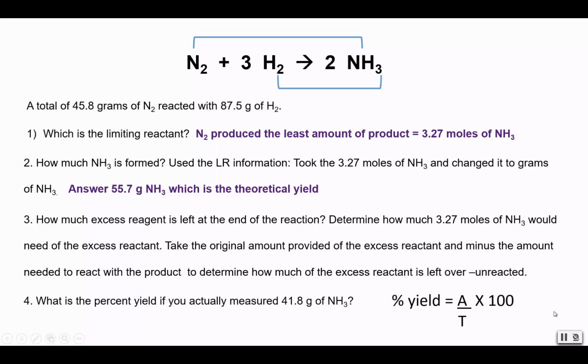So these are the types of questions that could be asked for limiting reactant problems, and I hope that I was clear that I could ask this 4th question and never ask these other ones above it. And to be able to answer question number 4, I would have had to determine the theoretical yield. I still would have had to determine which was the limiting reactant, how much of the product it could form to determine this theoretical yield.